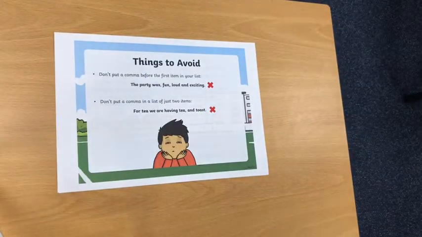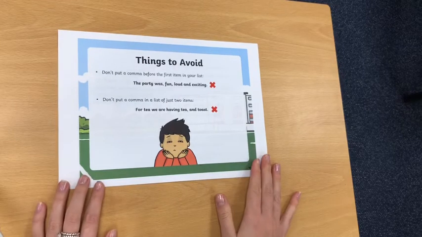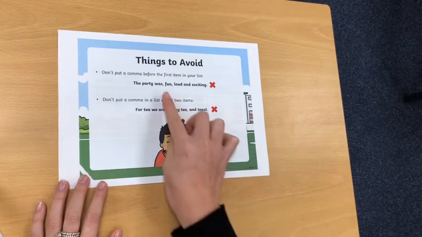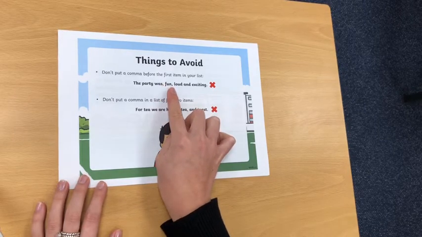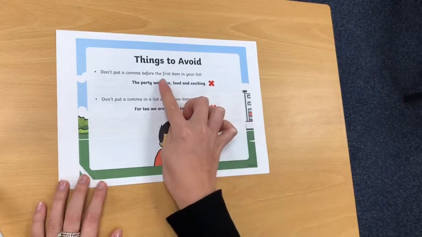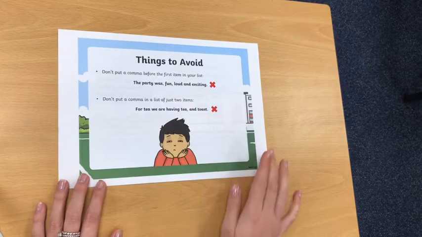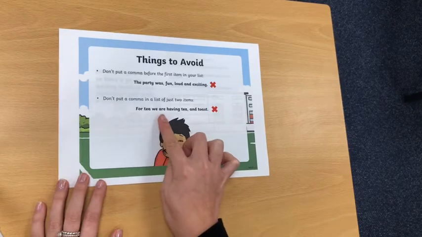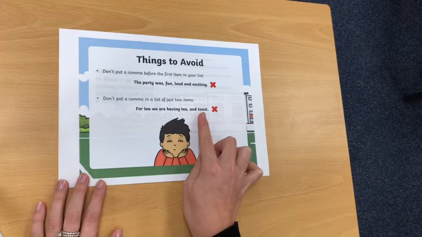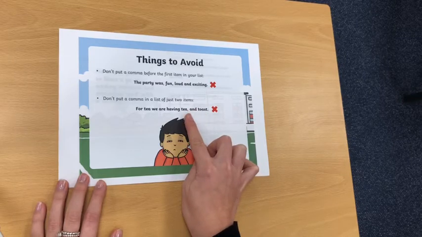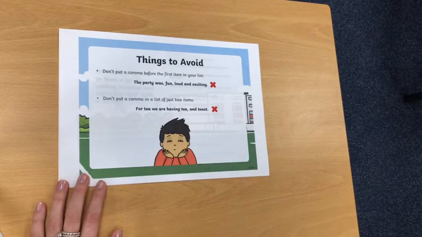Now, we've got some points, children, that we need to avoid, things that we shouldn't do. So, when we are writing our commas in our list, we must never put a comma in front of the first thing in our list. We must always put the comma after. Okay, so this red comma here is showing us what not to do. And we must never put a comma at the end of our two items. So remember, it's always and. We don't put both, and it is not a comma.